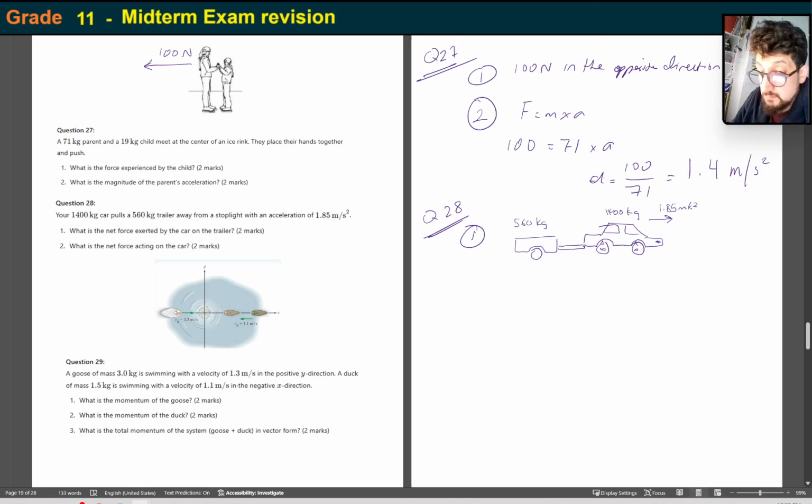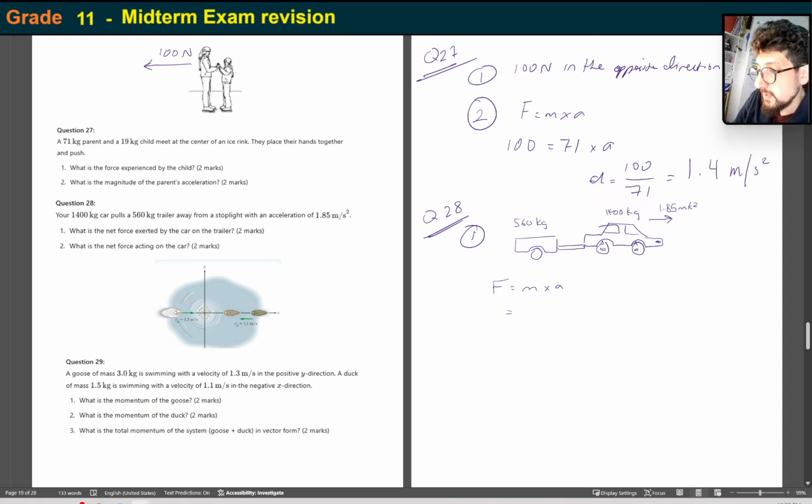Now, what is the net force exerted by the car on the trailer? Okay. We know that force is equal to mass times acceleration, but what kind of mass are we using here? Are we using the mass of the trailer? Are we using the mass of the car? Or are we adding them together, the mass of the car and the trailer?